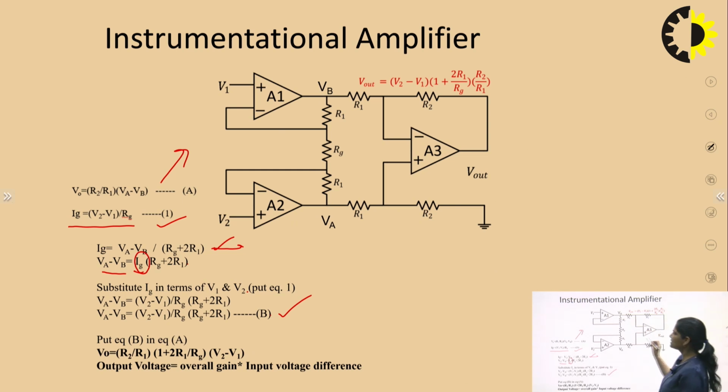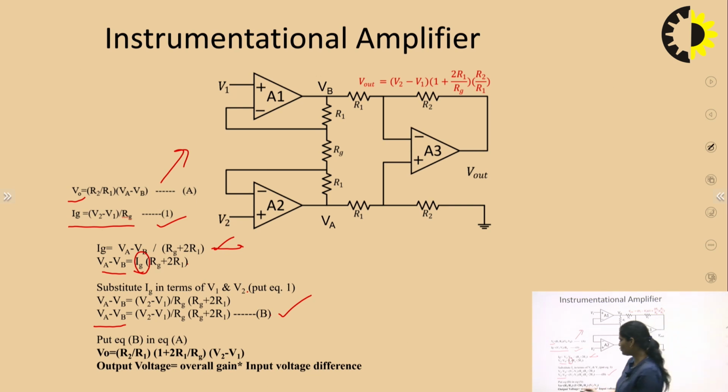It means Va is equal to feedback resistance upon input resistance of this A3 operational amplifier into Va minus Vb. So, this is the main equation. Put this value of Va minus Vb in this equation and you will get V naught. When you put this equation in this equation, you will get V naught is equal to R2 upon R1 in bracket 1 plus 2 R1 upon Rg in bracket, voltage difference V2 minus V1. So, this is the output voltage for this instrumentation amplifier.